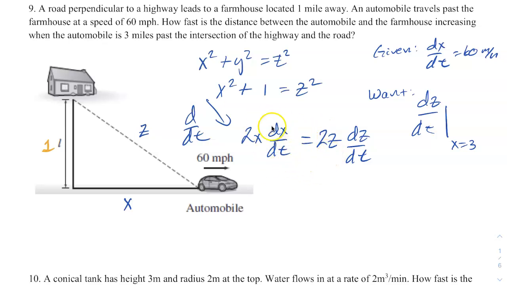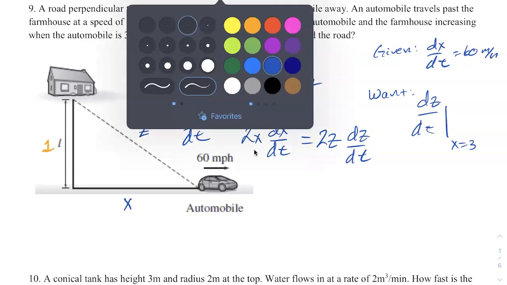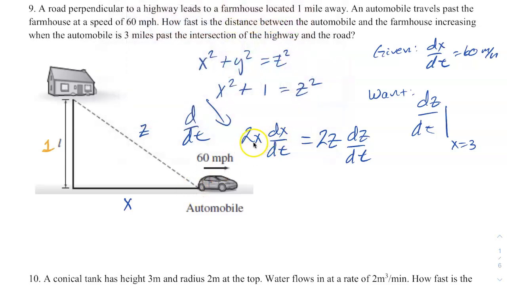Now before I plug everything in, look what happened. Let's try to plug stuff in. I know what x is going to be. It's 3. dx/dt, I know what that is. They gave it to me, 60. Then we get to z, and I don't know what z is. I don't have a value for z anywhere. I'm looking for dz/dt, but I need z. So how do I find that?